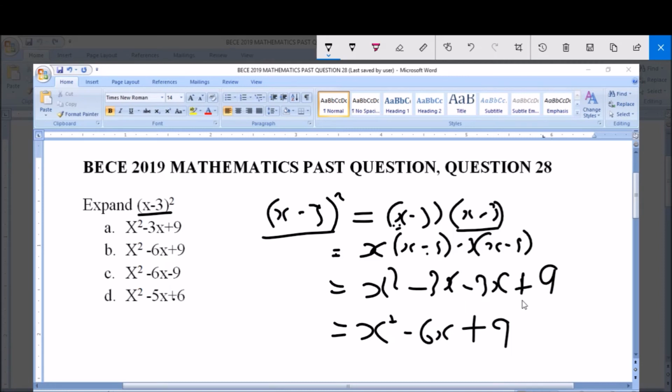Then we simplify this also. We say x square, minus 3x minus 3x, because they are like terms, to give us minus 6x, and then plus 9. So this is the expansion of (x minus 3) squared. And from our options here, A says x square minus 3x plus 9, which is wrong, does not correspond to our answer. B says x square minus 6x plus 9, which is correct, it corresponds to our answer. C says x square minus 6x minus 9, which is wrong. And D says x square minus 5x plus 6, which is wrong. So our answer is B.